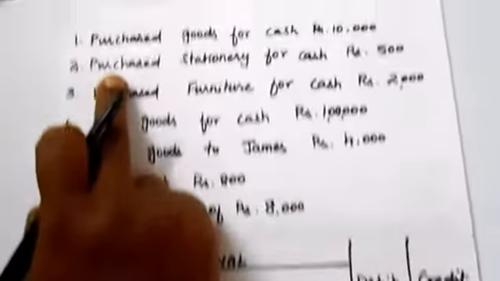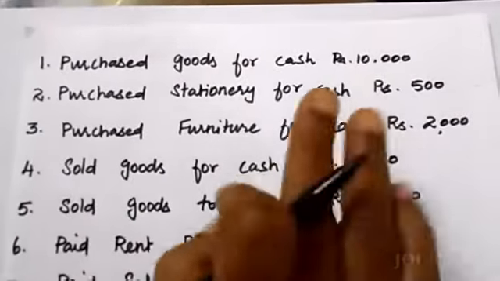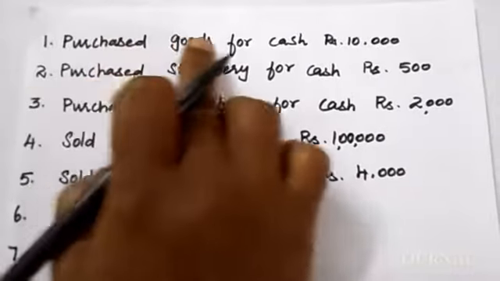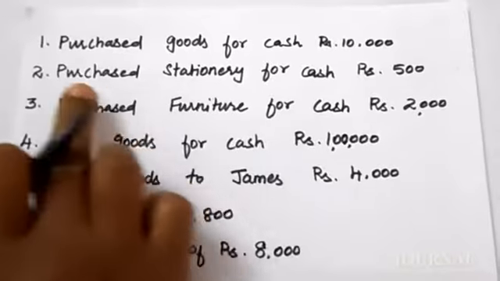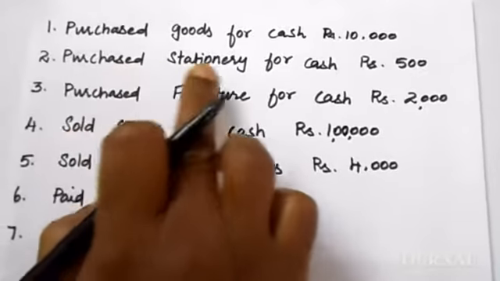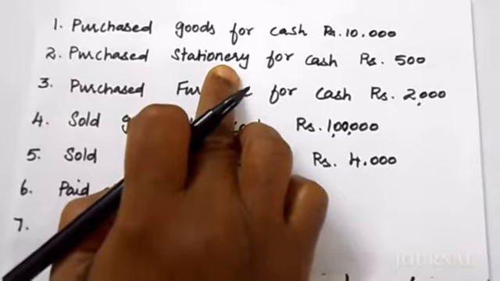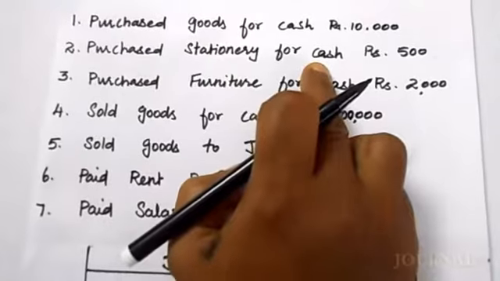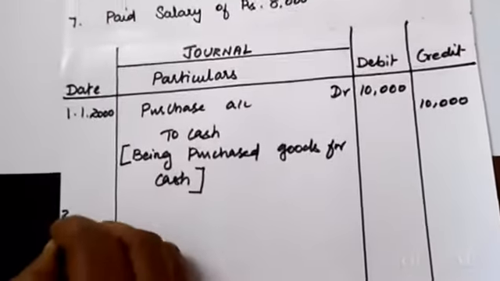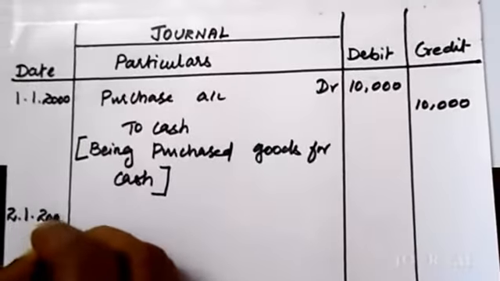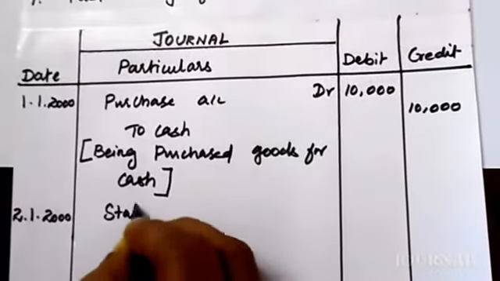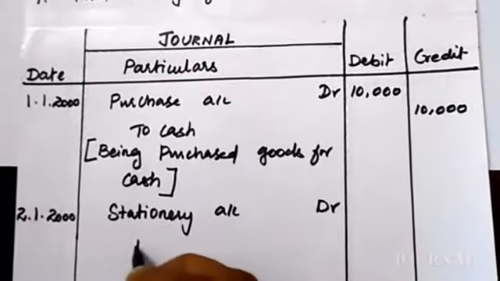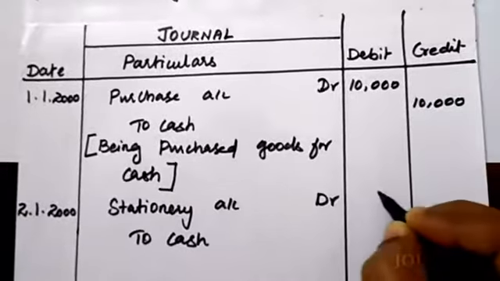What is the second transaction? Purchase stationery for cash. Same thing. In the previous entry, they didn't mention anything, they mentioned just purchase goods. But in this transaction, they clearly mentioned that purchase stationery. When you purchase stationery, what comes in? Stationery comes in. What goes out? Cash goes out. Okay, just write the entry. 2nd January 2000. Stationery account debit to cash. How much? 500 rupees.